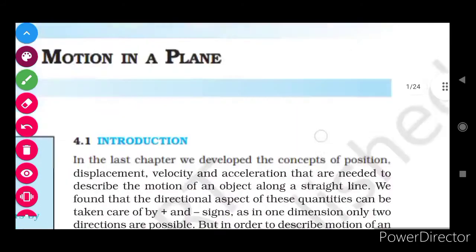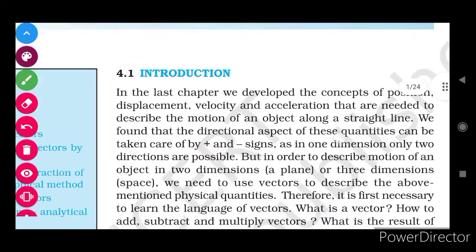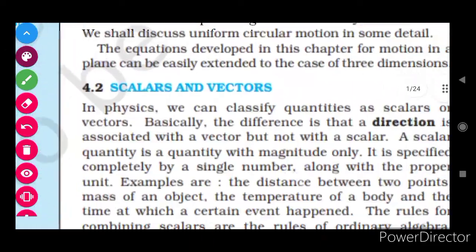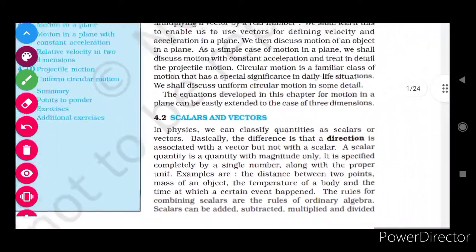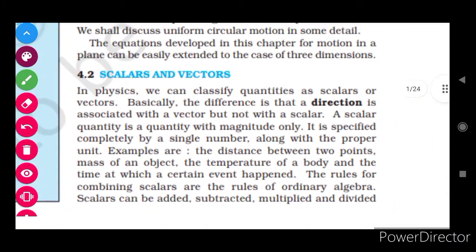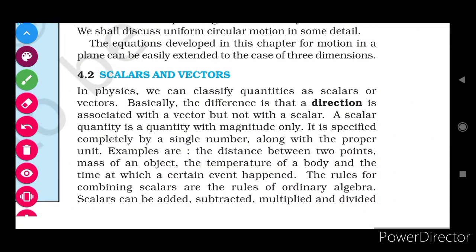We are doing chapter number 4, motion in a plane, class 11 physics, and in this video I'll explain article 4.2, scalar and vector. We need to understand what scalar and vector are. We are talking about two dimensions, and we need to specify direction. We will classify physical quantities in two categories: scalar and vector. What are scalars and what are vectors? Let's see in the paragraph.